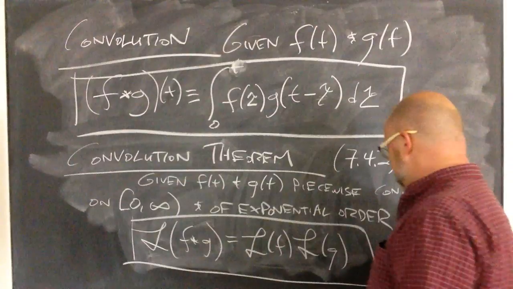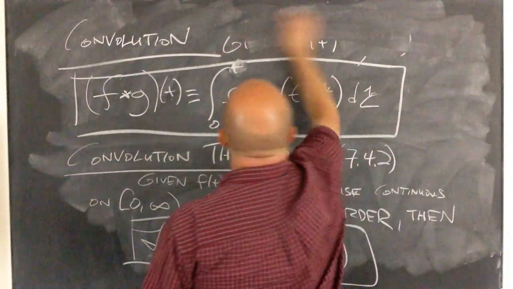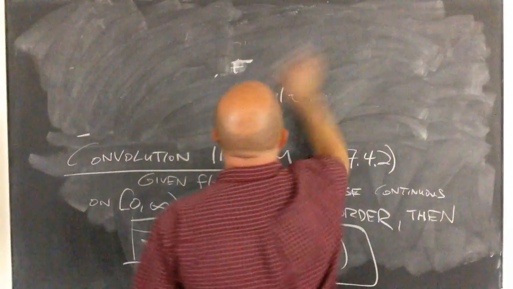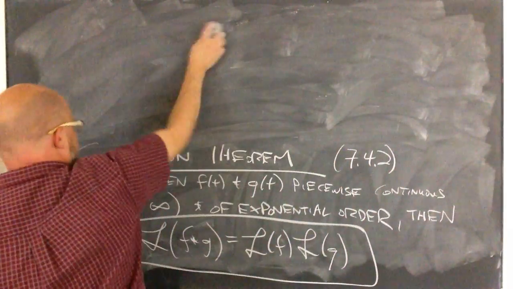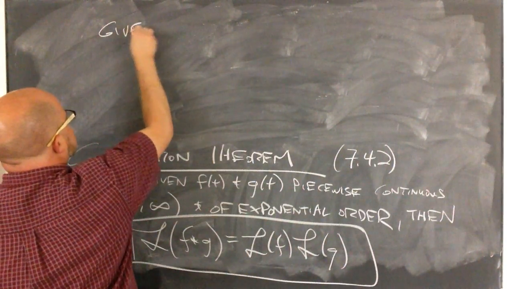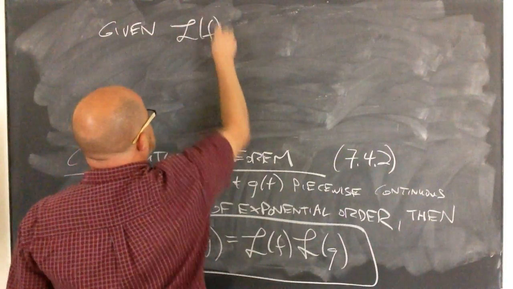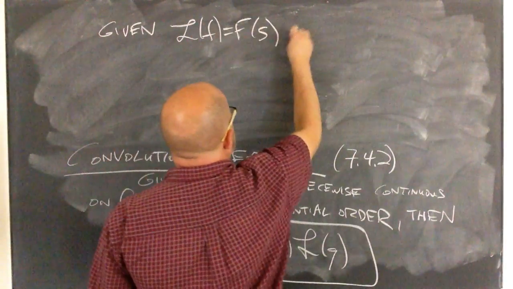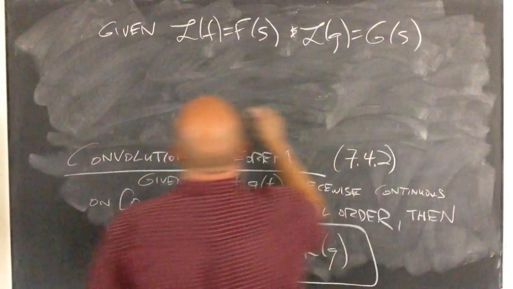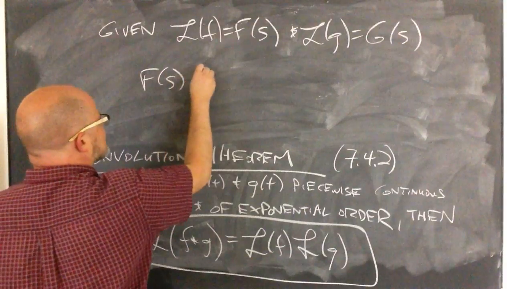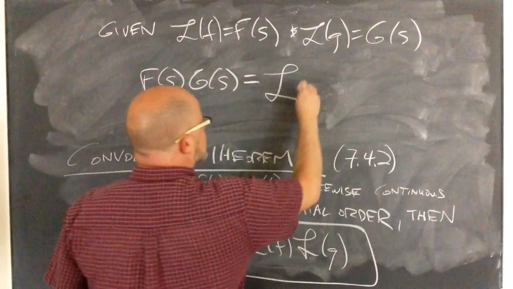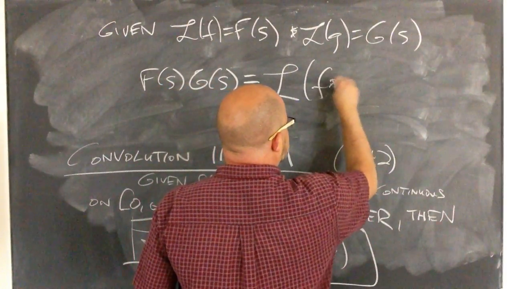I really want to know what happens if I multiply capital F. Let me write it a different way. Given that the Laplace transform of f is capital F of s, and the Laplace transform of g is capital G of s, then what happens when I multiply these? What's that equal to? All right, well, the answer is, it's the Laplace transform of the convolution of f with g.